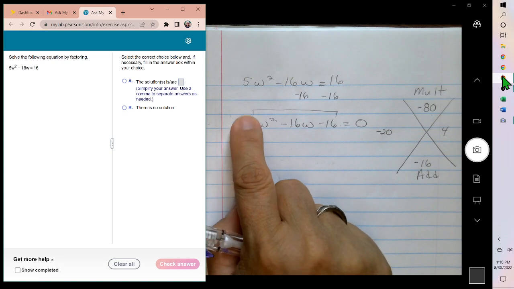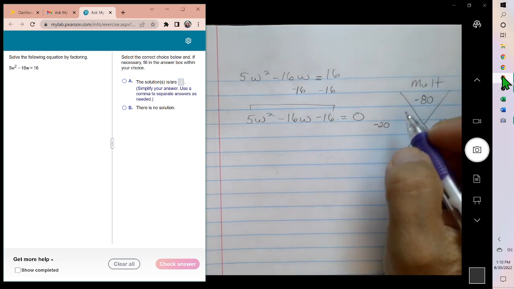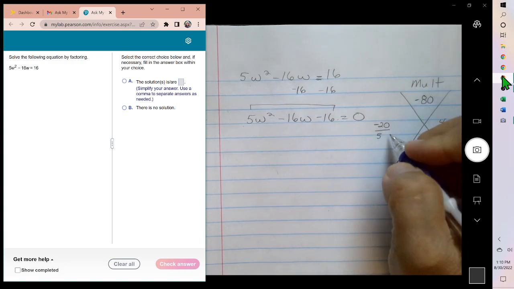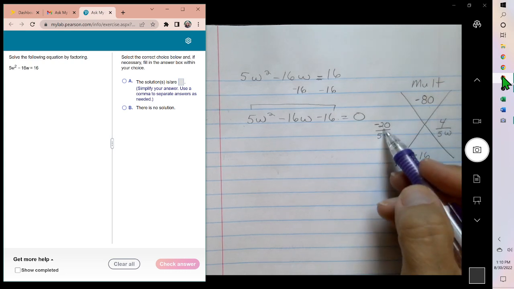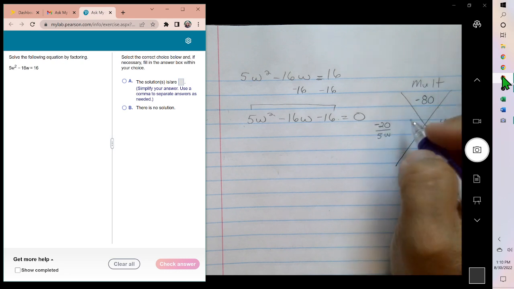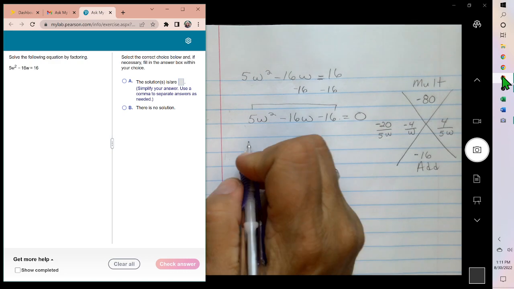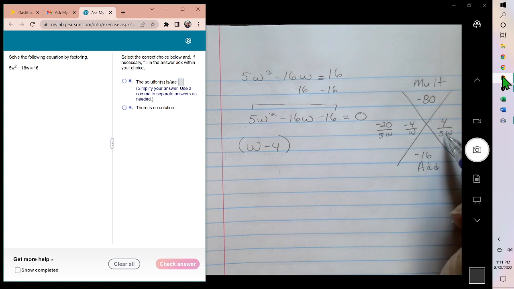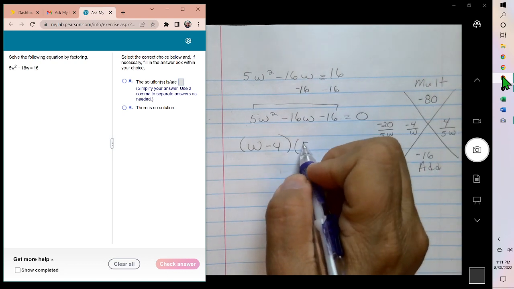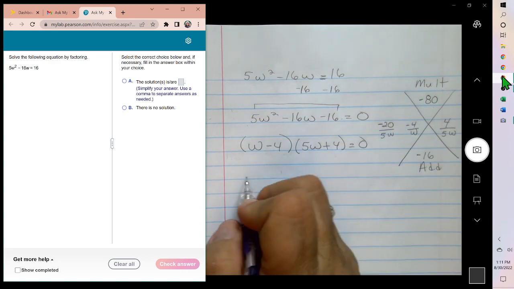Now since we multiplied this 5 in to get the 80, we need to divide the 5 back out. So we would divide by 5w. This will reduce by 5, and you'll get a negative 4 over w. So this is going to be w minus 4. And this one will be 5w plus 4. Then set each of them equal to 0.